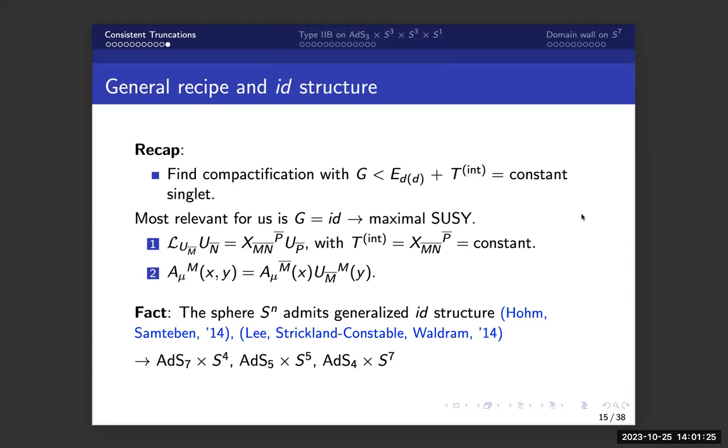So this will be the only requirement to have consistent truncations that come from an identity structure and preserve maximal supersymmetry. A useful fact for all the examples that I'll discuss is that it has been proven that spheres always admit this generalized identity structure, and this was used to prove the consistency of several truncations. In particular, going back to your question earlier, this was suspected for a very long time, but the proof comes from this kind of method. And it was only done in 2015, because it exactly gives you a proof of the consistency.